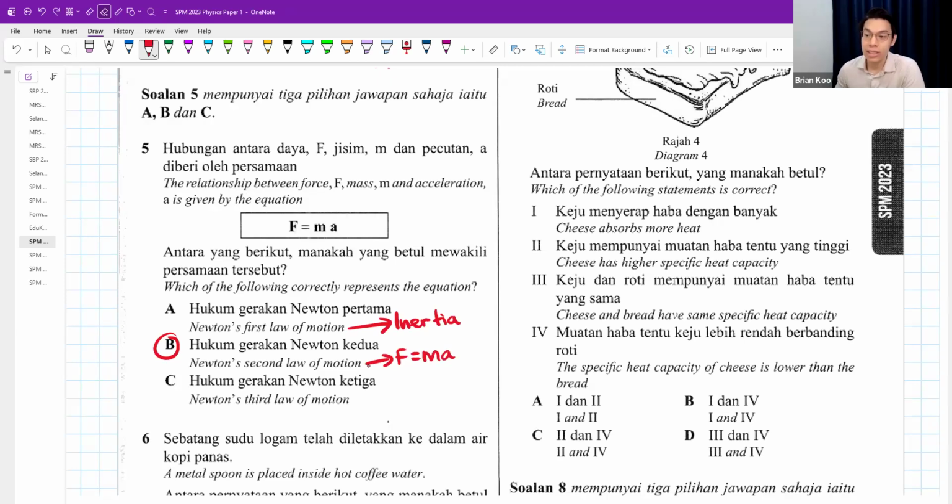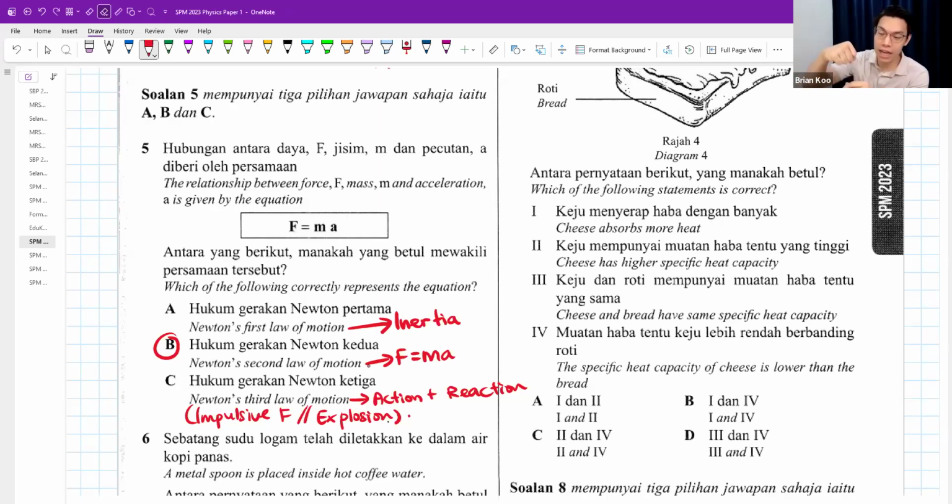Third law is about action and reaction. For every action, there is an equal but opposite reaction. Usually talking about impulsive force or explosion. If you don't know, in your textbook, Newton's third law is when you learn about impulsive force also. Let's say you punch somebody, you have an action, there's going to be a reaction on your hand also. If you punch with 10 Newton, you will feel a reaction of 10 Newton on your own hand. That's kind of like that. So every action has a reaction.